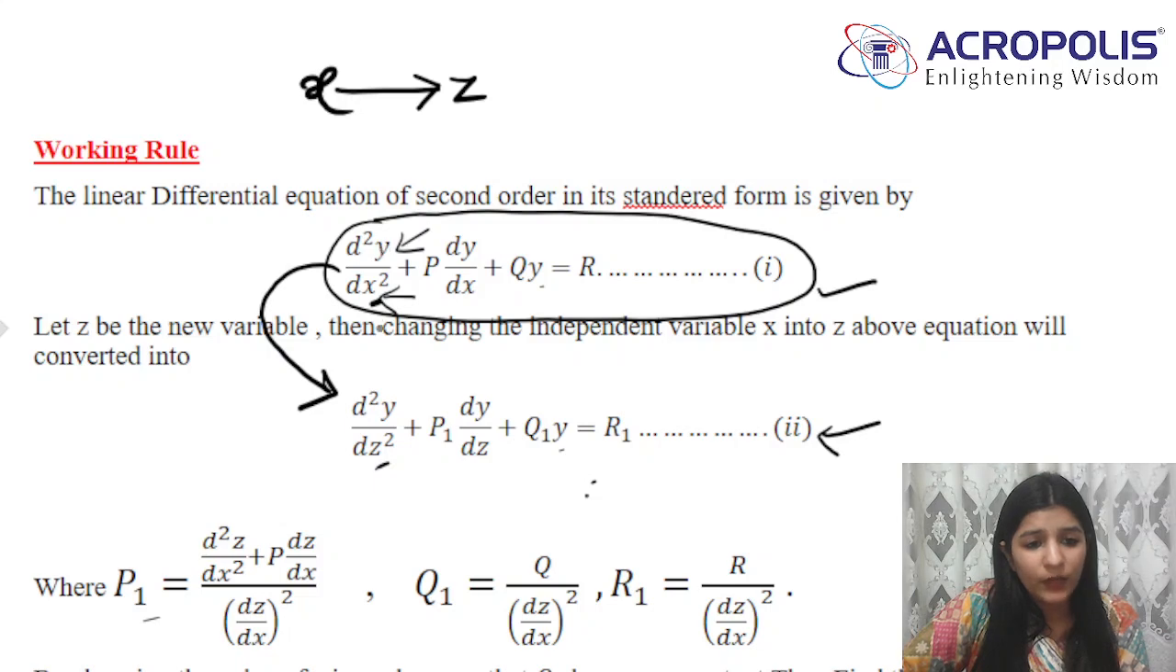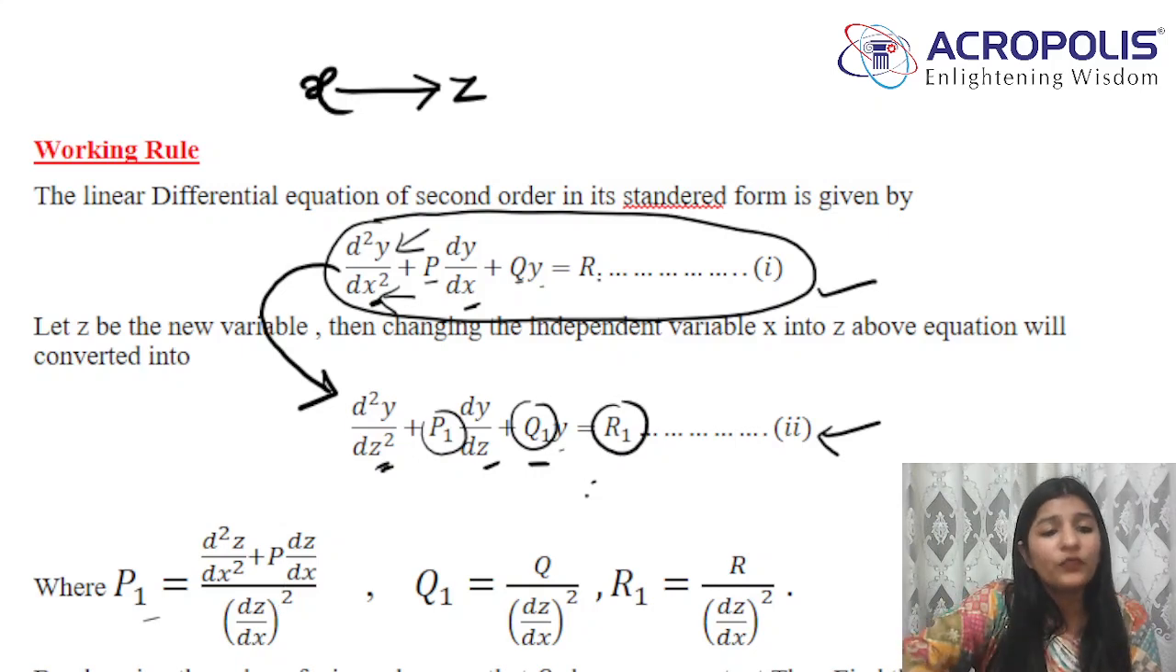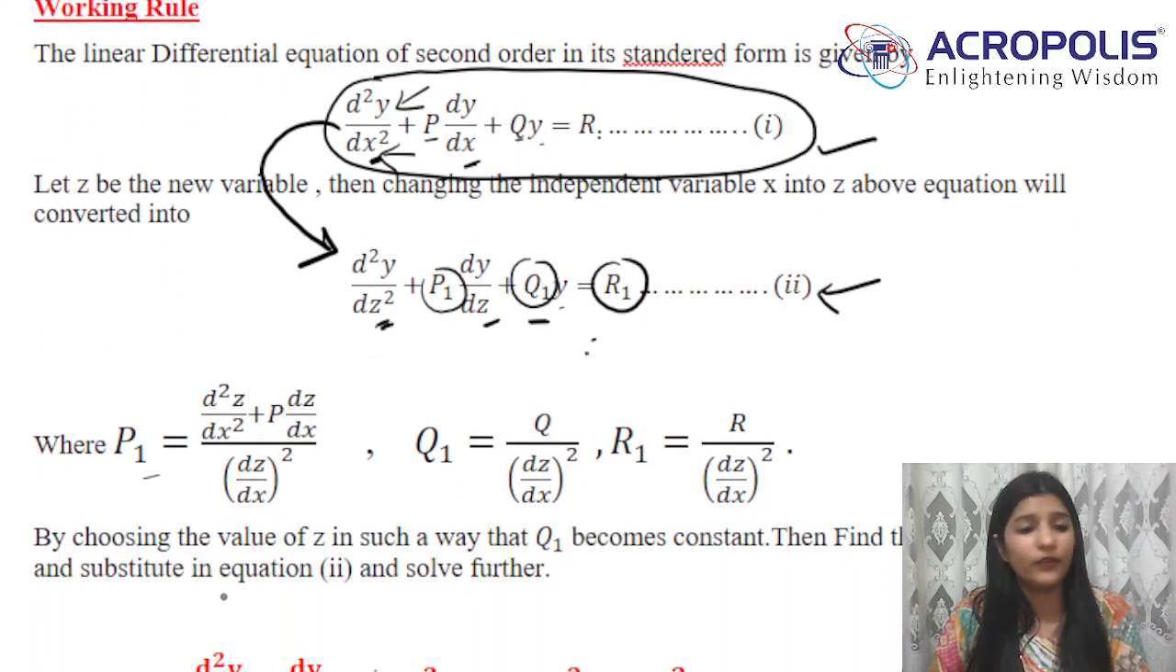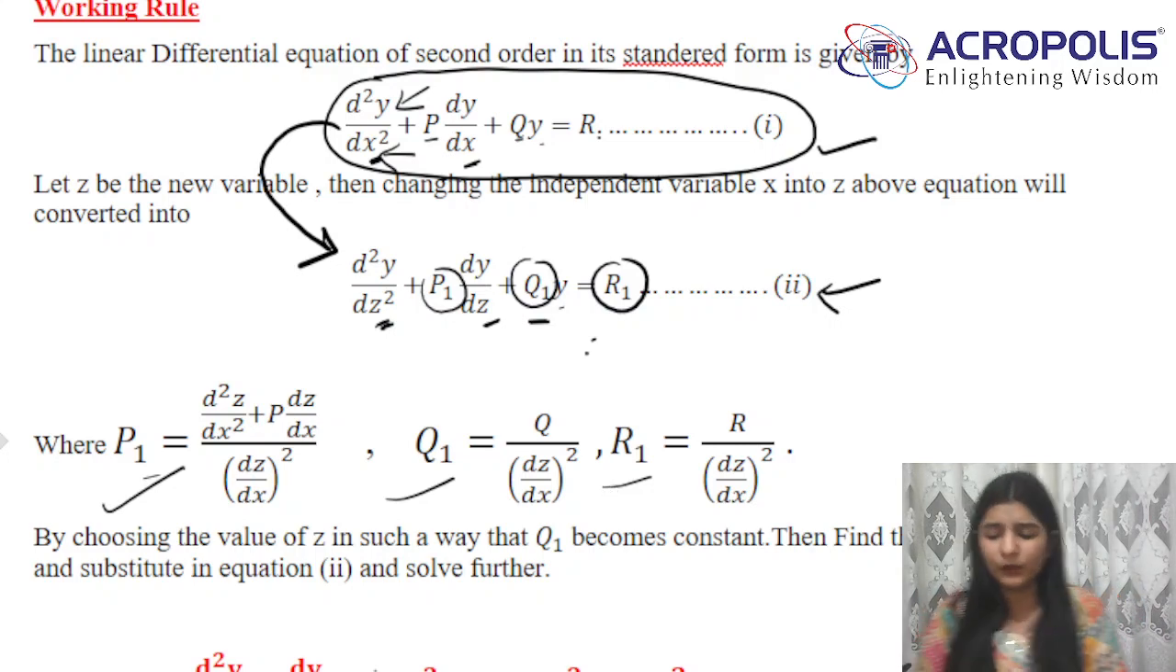Here dy by dx, here dy by dz. The coefficients of dy by dx are p, q and r, and in equation number second the coefficients are p1, q1 and r1. So we have to find out the value of p1, q1 and r1 and substitute all these values in the equation number second and then solve the equation further. Let us take an example.